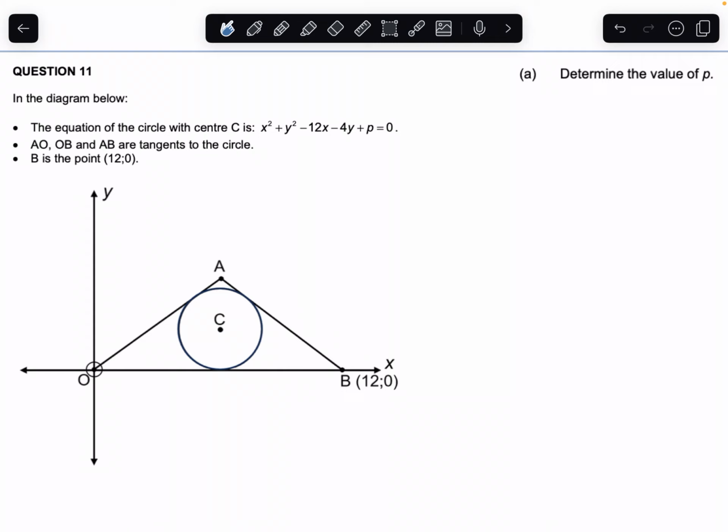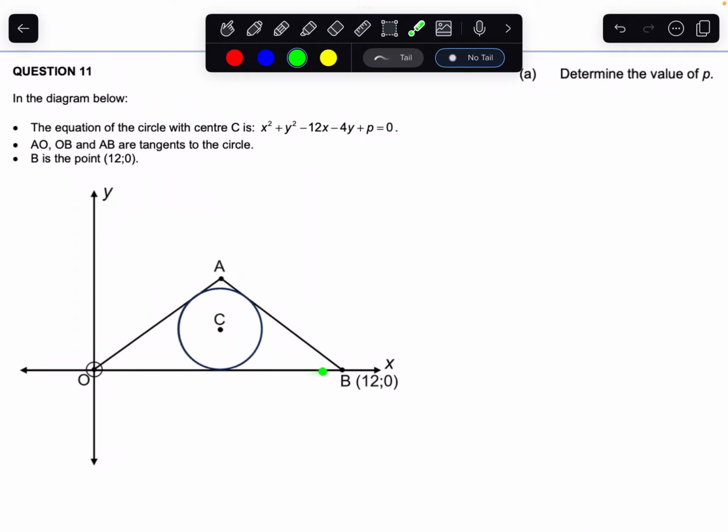In the diagram below, the equation of the circle with center C is x squared plus y squared minus 12x minus 4y plus p is equal to 0. AO, OB, and AB are tangents to the circle. And the point B is (12, 0). The first thing we're asked is to figure out the value of P.